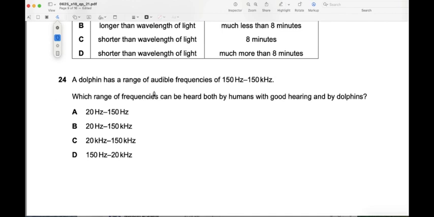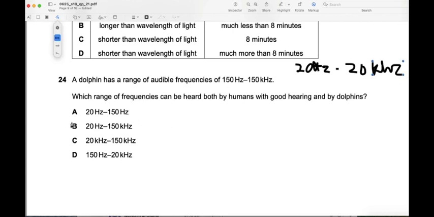A dolphin has a range of audible frequency of 150 Hz to 150,000 Hz. Remember, for human it is 20 Hz to 20,000 Hz. 20,000 Hz means 20 kilohertz, so you can just write 20 kilohertz.